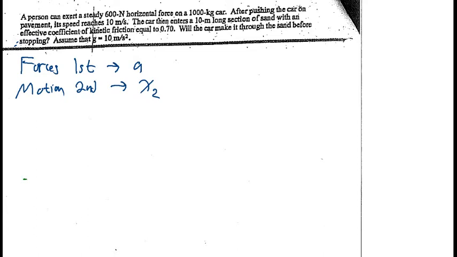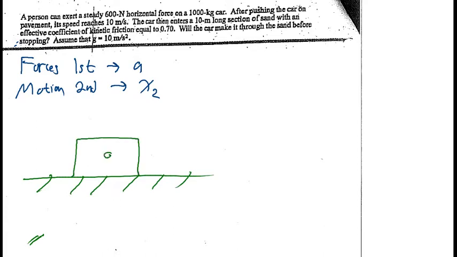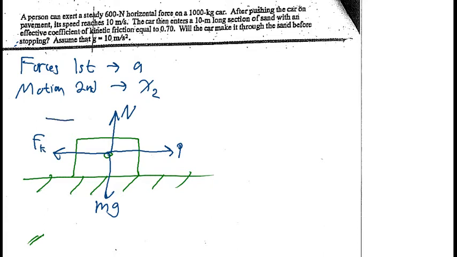Alright, so to do the forces first, we need to draw a force diagram for this object. So we'll do this on a horizontal axis. We'll let the box represent the car and its center of mass. The person exerts a horizontal force on the car, so that's going to point to the right. Pushing force. We'll have a weight force and a normal force acting on the car, and then the frictional force will point to the left if the velocity of the car is to the right.